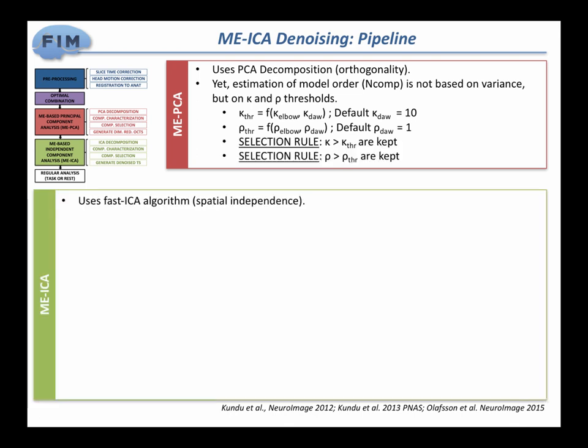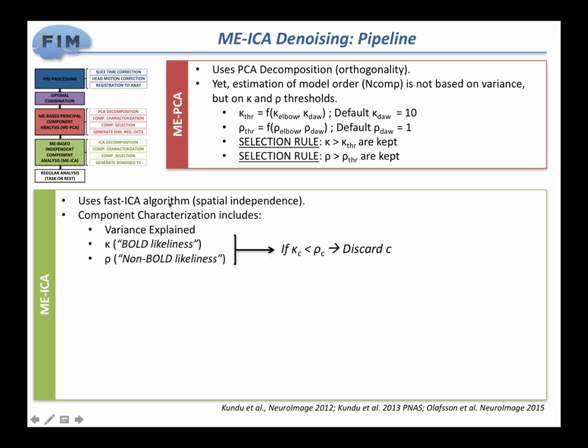And then during the MEICA, it does a second decomposition of the data, which is based on ICA, and then for each of the components, it's going to calculate a series of metrics. It's going to look at the variance plane, it's going to look at the kappa and the rho, how BOLD-like this component is, how non-BOLD-like this component is.